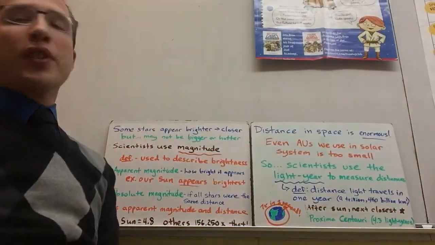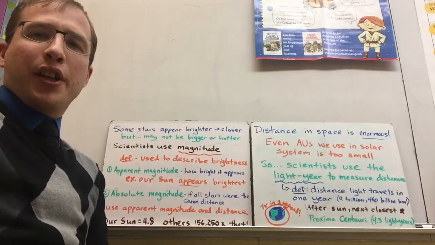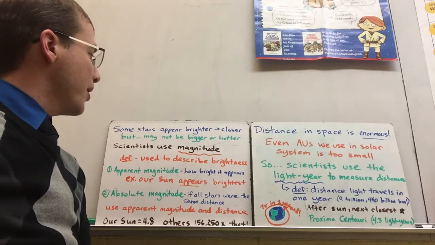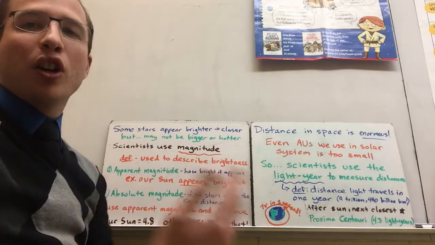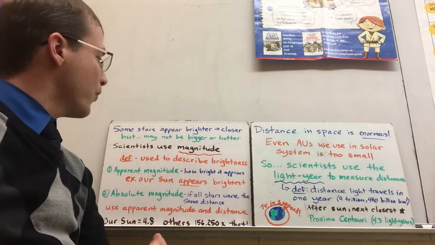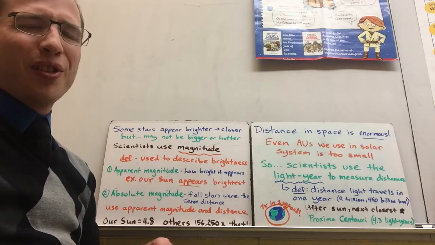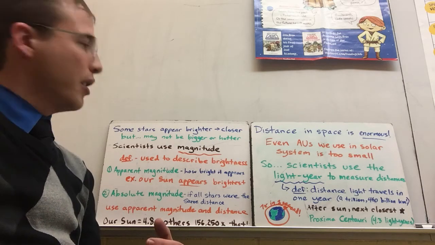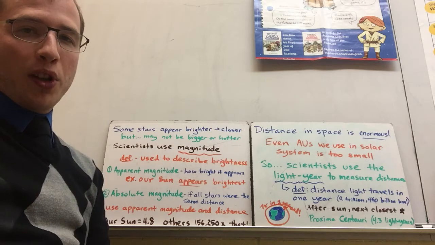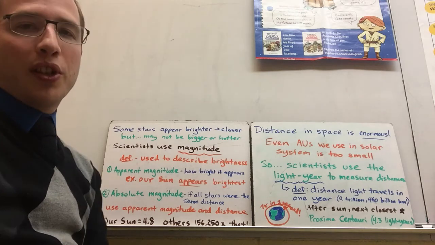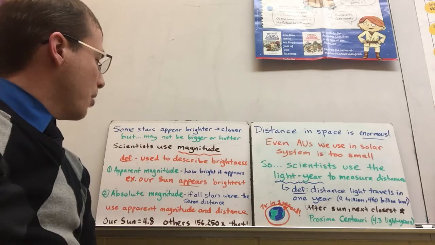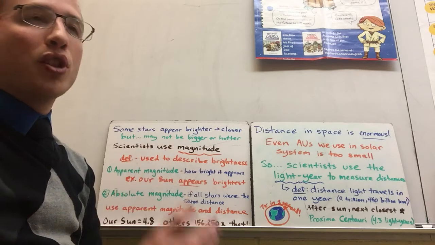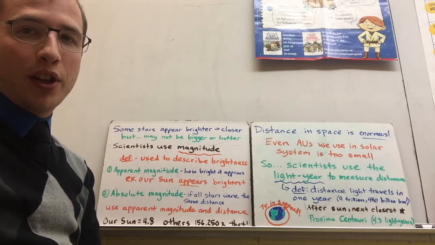Now if we look, some stars appear brighter to us, right? Obviously our sun appears the brightest. Well, this is because some stars are closer to us than others. But those stars might not be the hottest or the biggest. So scientists use this term magnitude. Now magnitude, what does that mean? It's used to describe the brightness of a star.